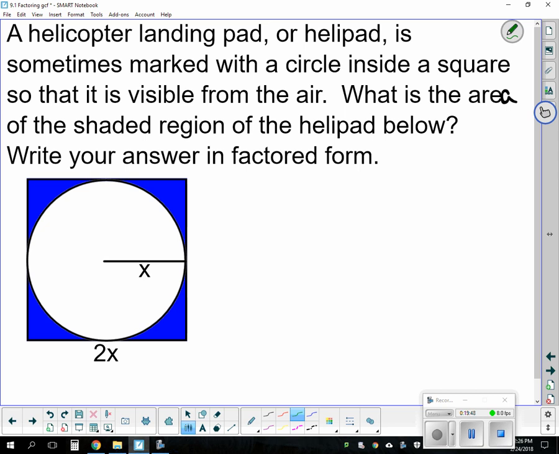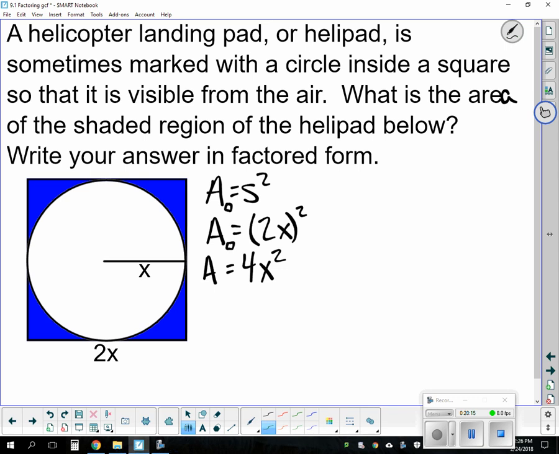Well, I could find the area of the total square. The area of a square is my side squared, side times side. Each side here is 2x, so the area equals 2x squared. That would be 4x squared. That's the area of the square. So I'm just going to draw a little square down here. Then I would need to subtract off the area of the what? The circle. Well, the area of the circle is pi r squared. What's the radius here? It's x.